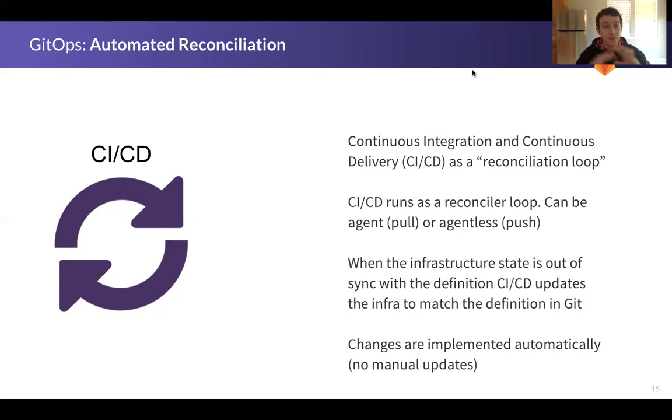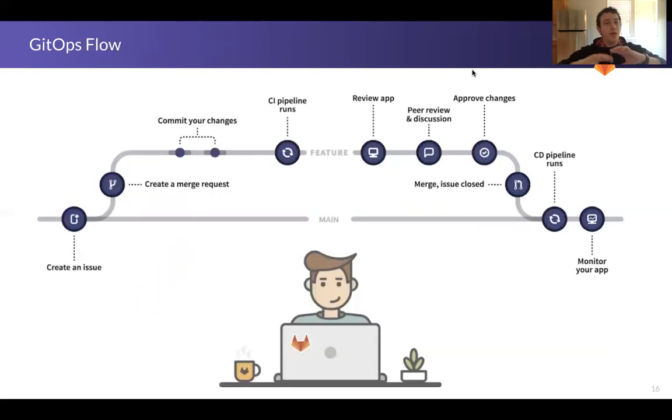And of course, within this model, changes are implemented completely in an automated fashion. So we're no longer doing any type of manual updates to our infrastructure. We've completely automated the process. So what does this flow look like when you and your team are actually using GitOps? It looks very, very similar to an application development team doing their application development.